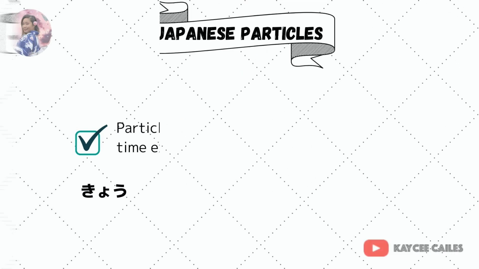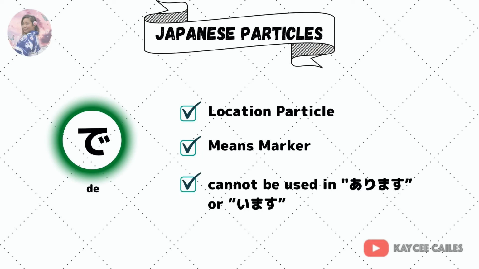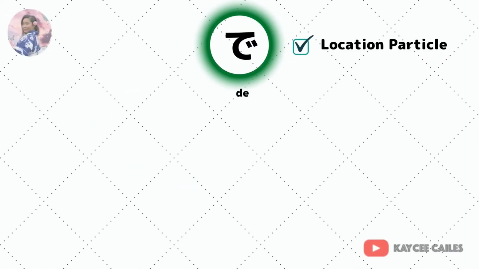Lastly, we have the particle de. It is a location particle which marks where an action takes place. It is also a means marker which marks the means of doing something or the material made out of. It cannot be used in arimasu or imasu, since the correct particle for these two is ni, as mentioned earlier. Let's have example of de as a location particle.